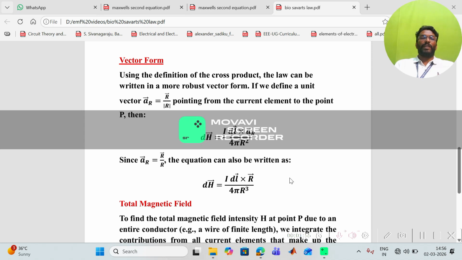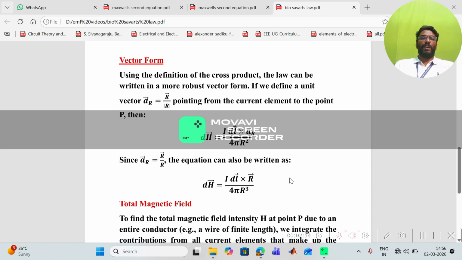So in vector form, we can express by using the definition of the cross product. This law can be written in a more robust vector form. And if we define a unit vector, aR is equal to R by modulus of R, pointing from the current element to the point P, then dH is equal to Idl cross aR by 4 pi R square.